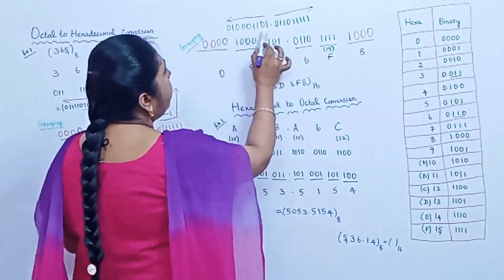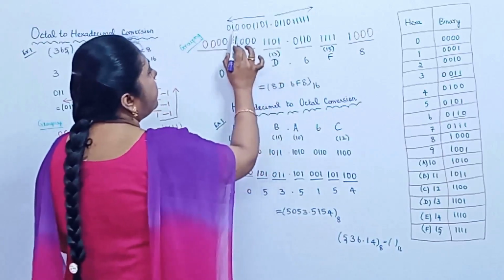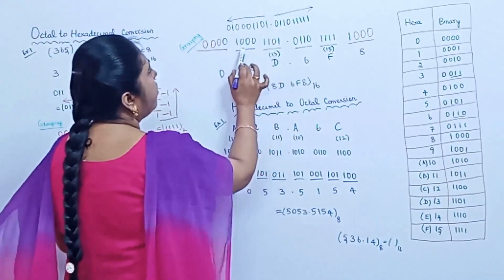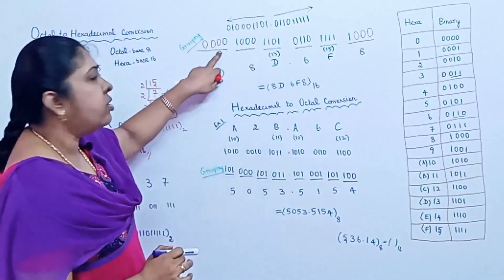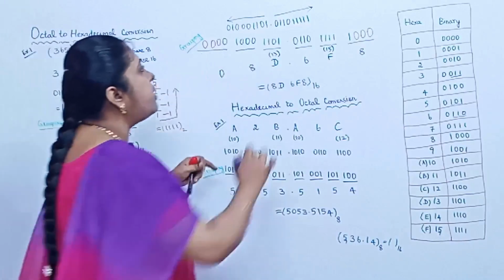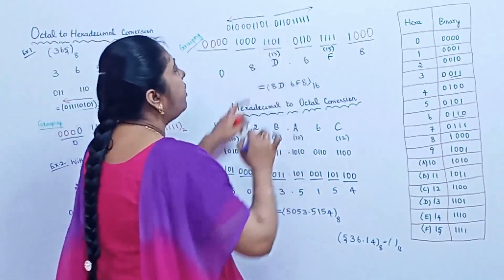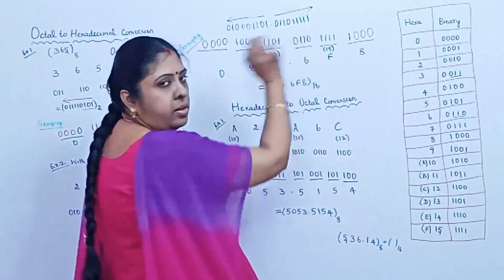starting from right to left, the first 4 digits is 1101. Again the next one is 1000. Again we are left with a single 0. In order to convert to hexa, we are simply adding 3 zeros. And then after the decimal point, we are dividing starting from the left to the right.